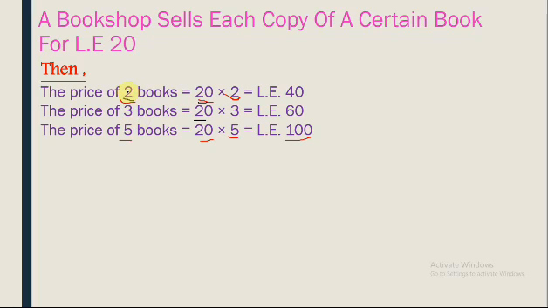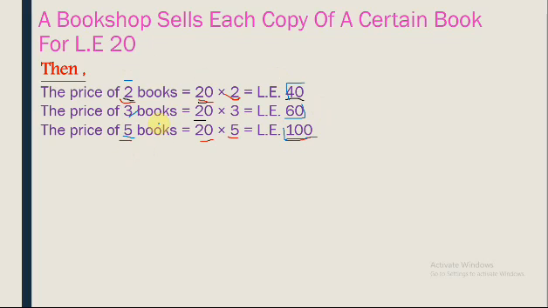If I want two books, 20 times 2. 3 books, 20 times 3. 5 books, 20 times 5. And the total cost is also changeable. If there are two books, the total is going to be 40. If there are three books, the total is going to be 60. If there are 5 books, the total is going to be 100.